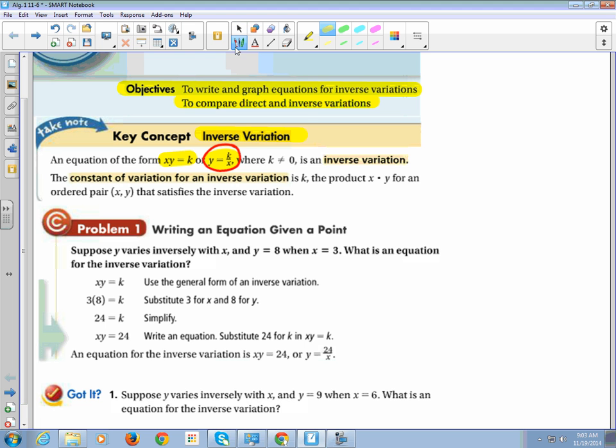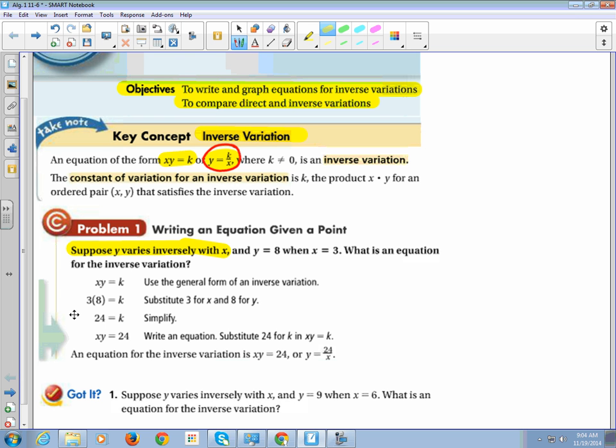it varies. No surprise. Suppose y varies inversely with x. They're going to tell you y equals 8 when x is equal to 3. What is the equation for the inverse variation? So what we're going to do is take x times y and find out what our k value is. X times y equals k. 3 times 8 equals k, so k is equal to 24. That's not the equation, that's just k.